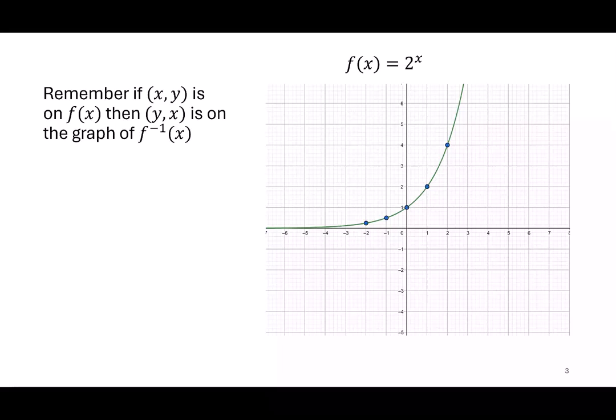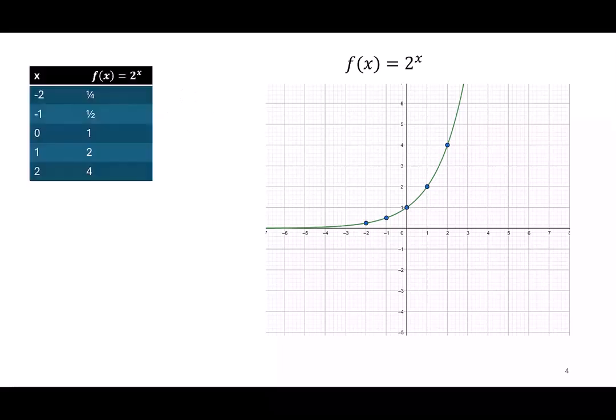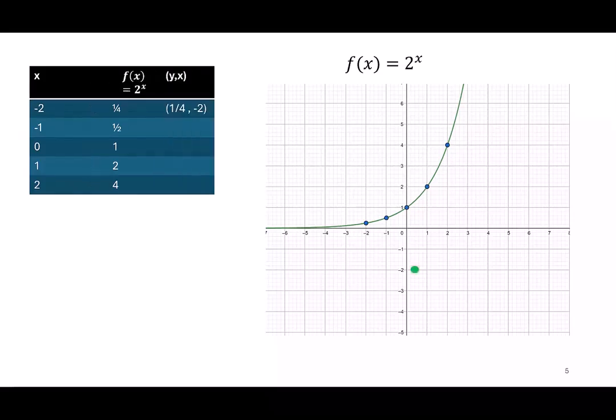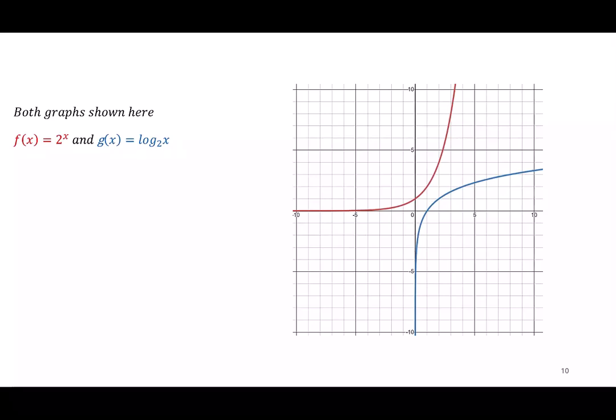Let's use f(x) = 2^x as an example. On the graph, we have the points (-2, 1/4), (-1, 1/2), (0, 1), (1, 2), and (2, 4). That means the inverse will have the points (1/4, -2), (1/2, -1), (1, 0), (2, 1), and (4, 2). When we connect the dots, we get a graph that looks like this.